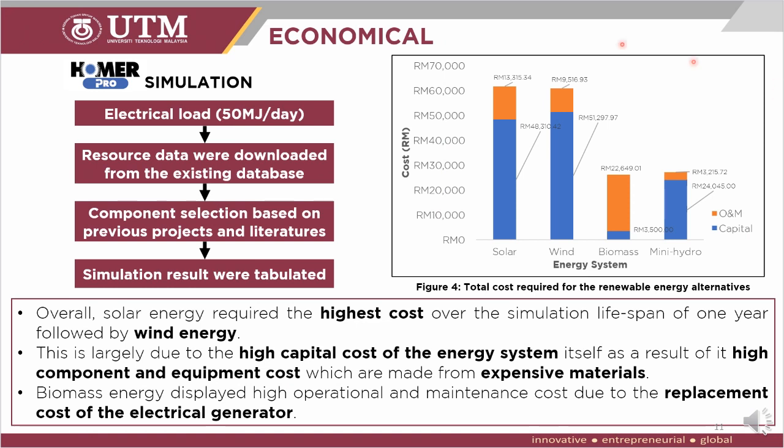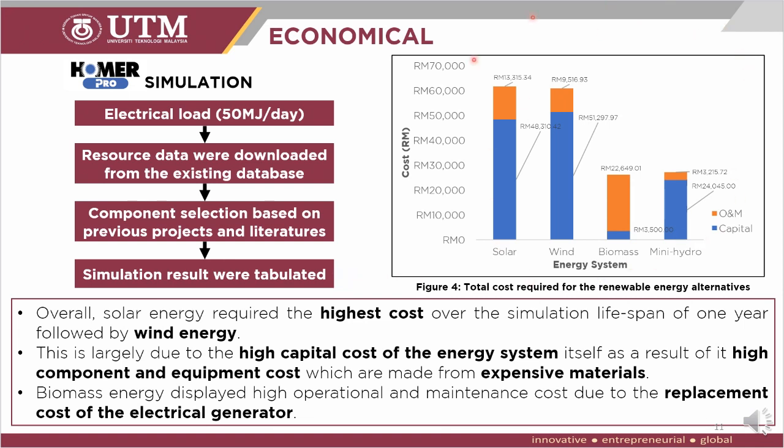For the economical criteria, HOMER Pro simulation software was used in order to obtain the economical value for each of the alternatives. The electrical load of the case study, which is 50 megajoule per day, was input into the software. Next, the resource data were downloaded from the existing database in order to obtain the latest resource availability in the area itself. Next, component selection was made based on previous projects and literature, and simulation results were tabulated in order to gain a clear view of the economical data for each alternative.